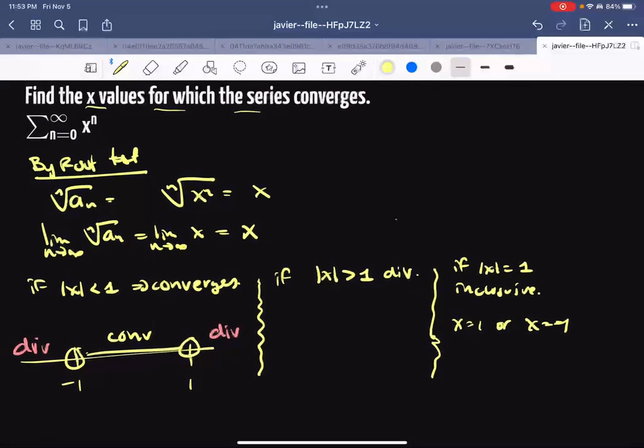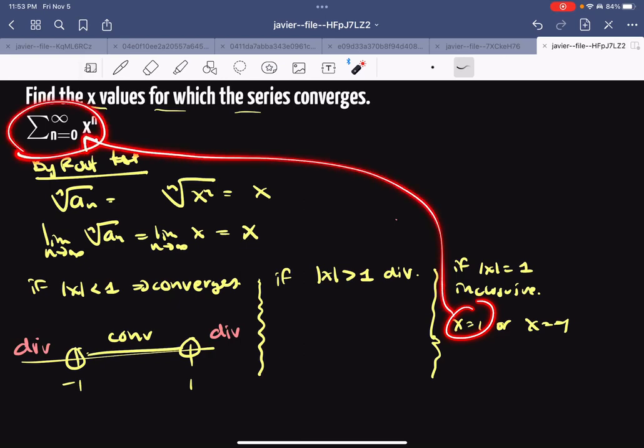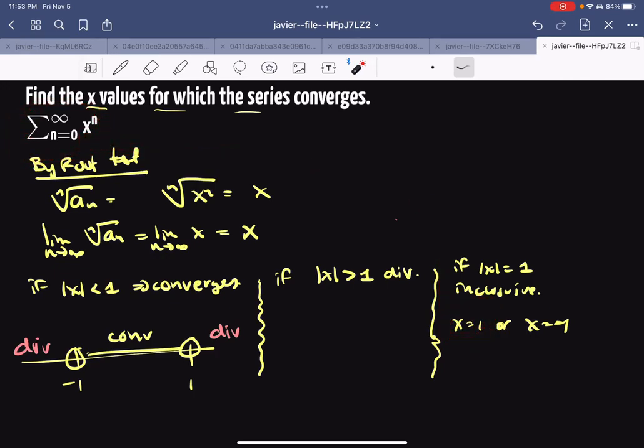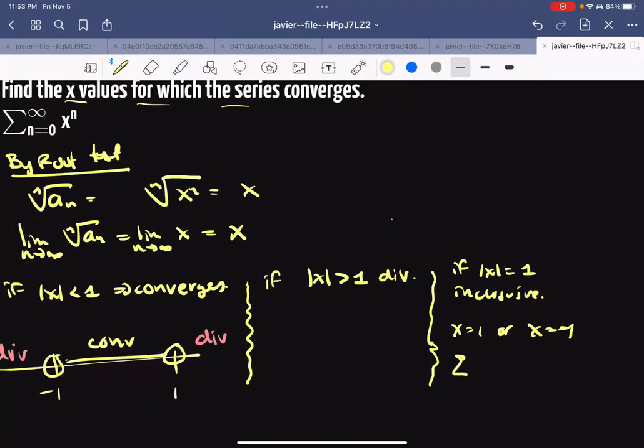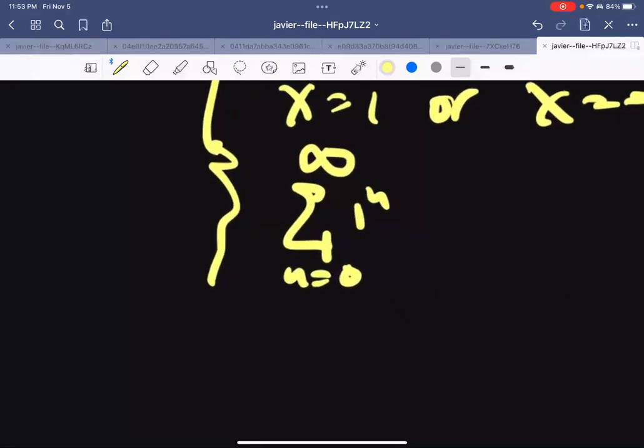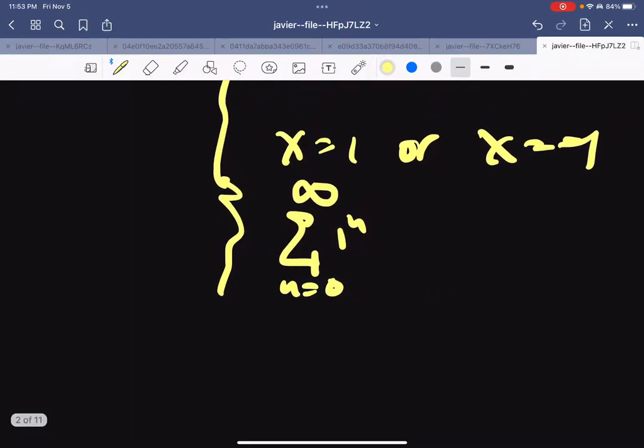Now, to make it conclusive, what you've got to do is take each of these cases, go back and plug it into the original series, and see if it converges or diverges for these particular x values. So we check them separately, not with the root test because that one is inconclusive, so we have to try some other method. So we have the series of 1 to the n as n runs from 0 to infinity. Well, since this is just adding 1 plus 1 plus 1 plus 1, clearly that's going to diverge.